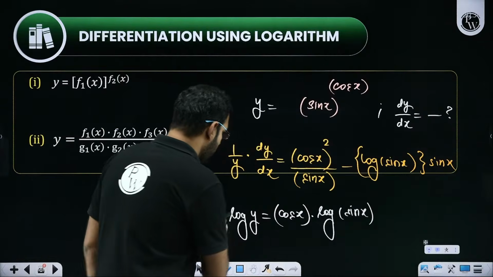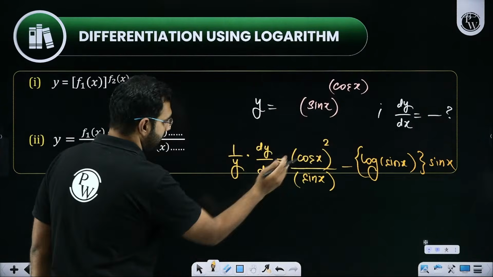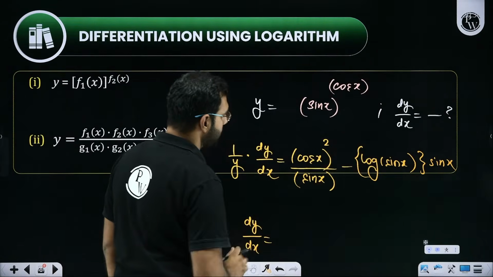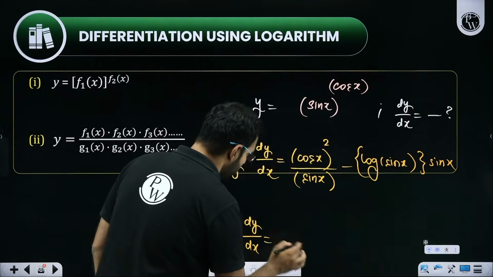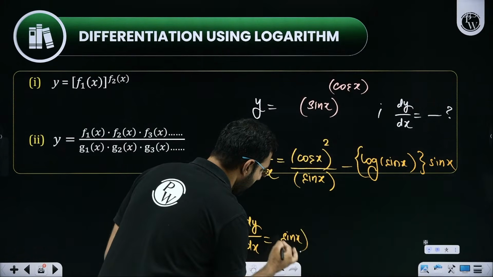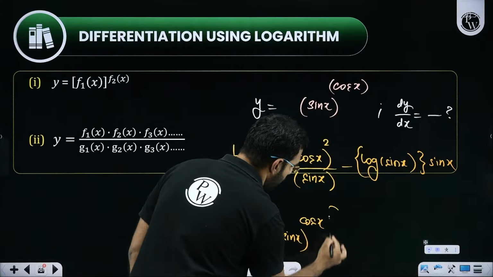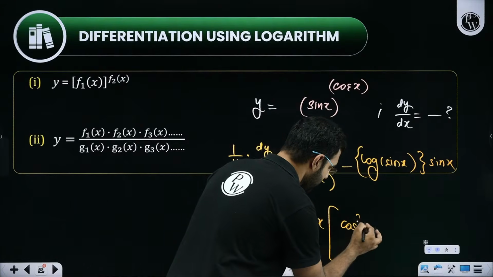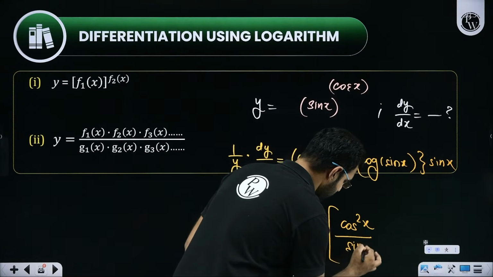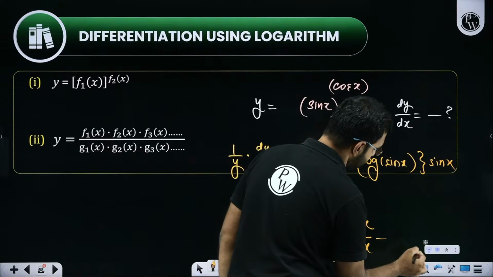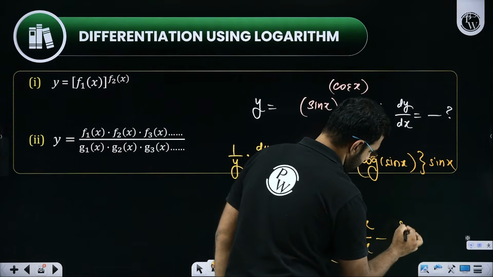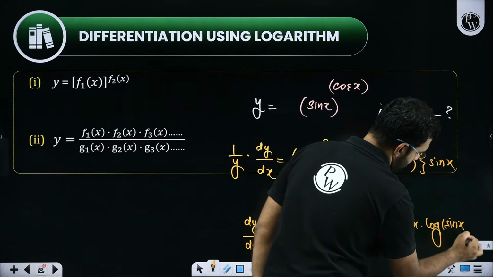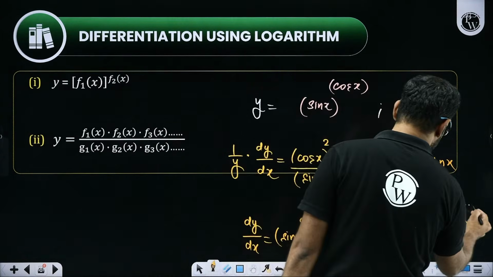But sir, should you not perform one more step, that you should take this y there? So finally, what I get is dy by dx is y into all of this. But what was y? y was this. So my final answer will be sin x raised to the power cos x, multiplied with this expression, which is cos square x upon sin x minus sin x into log of sin x. Everybody getting this? Everybody understanding it?